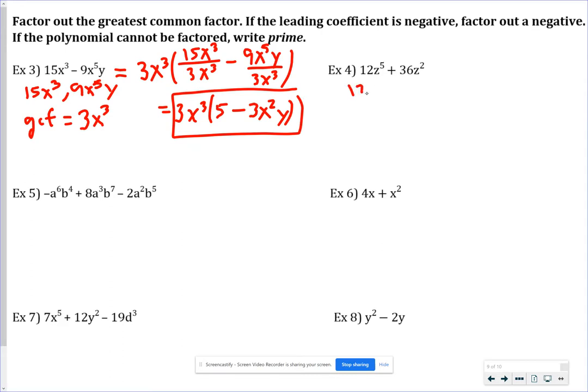Example number 4. We have 12z to the fifth and 36z squared. We need to find the GCF. The biggest thing that will divide into both 12 and 36 is 12. And then the z's, what do they have in common? They have a z squared in common. So we're going to take a 12z squared as our GCF, and we're going to divide it out of each of those terms.